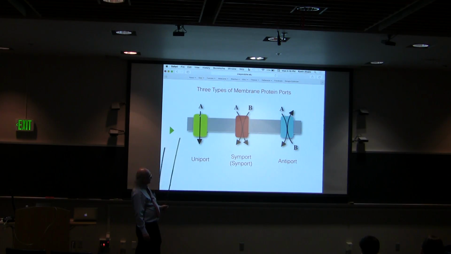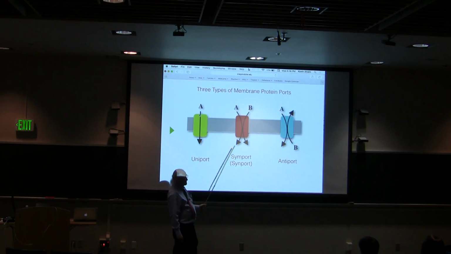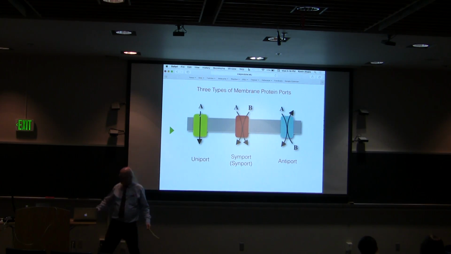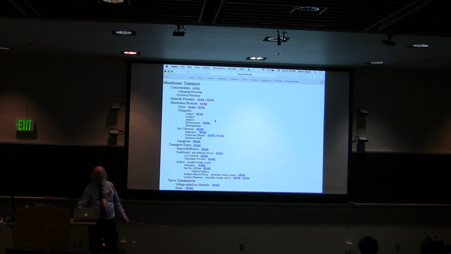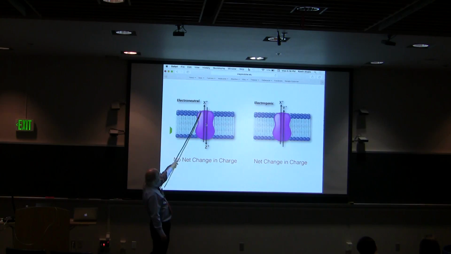Terms, a lot of terms here. Uniport, only moving in one direction. Symport, two things moving in the same direction. Antiport, two things moving in opposite directions. We talked about electroneutral versus electrogenic.